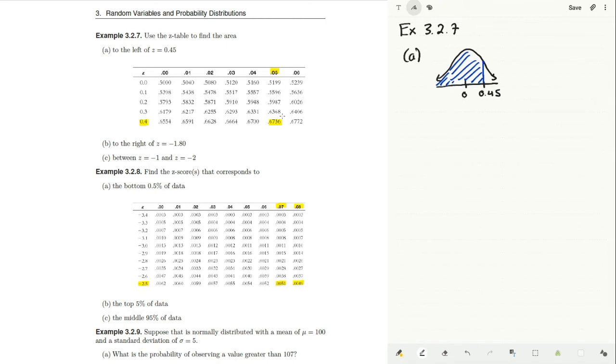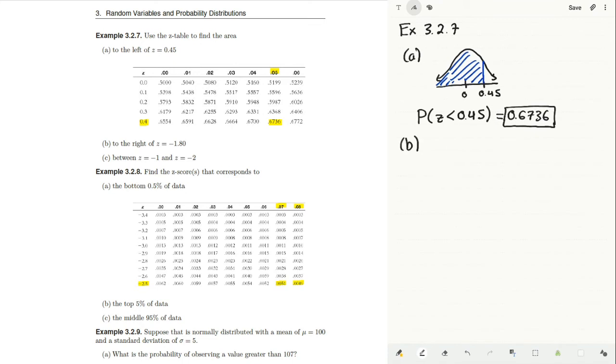And so where they intersect is the area to the left of this z-score. So we can write this as the area to the left of 0.45 is equal to 0.6736. And this is what our z-table gives us for the area.